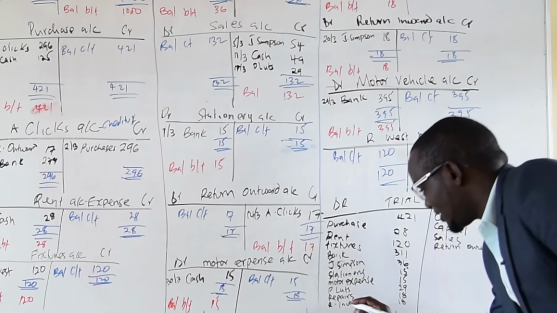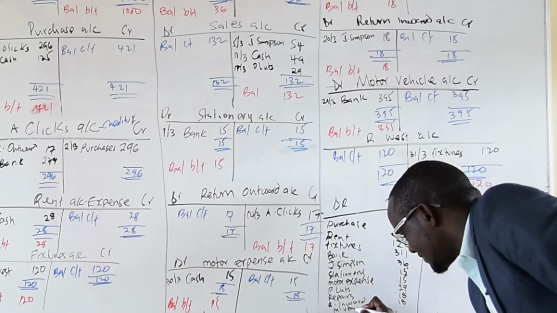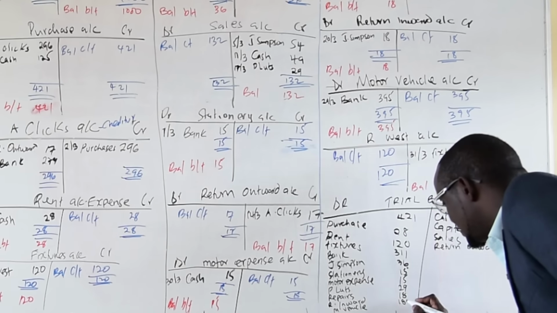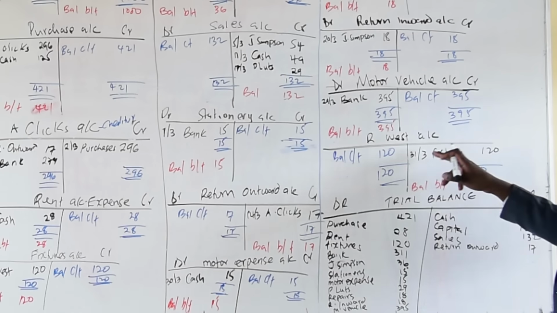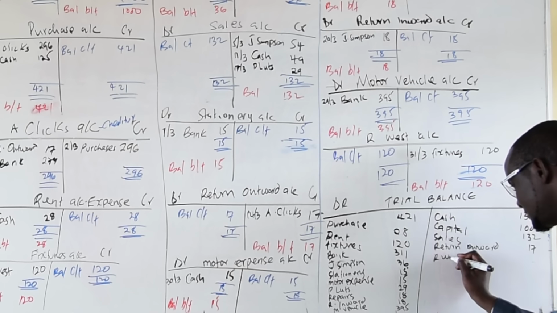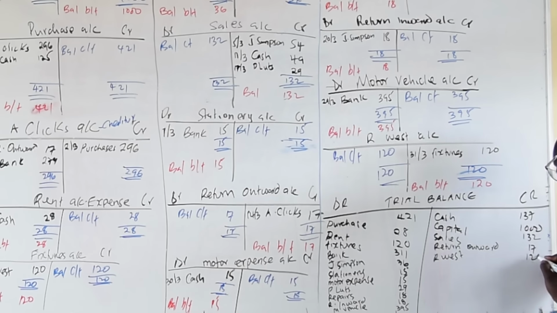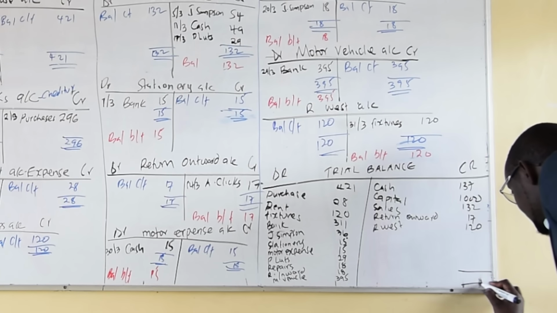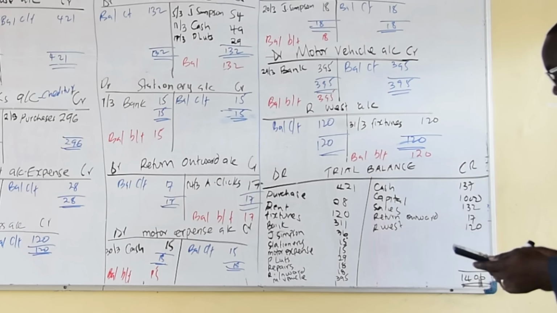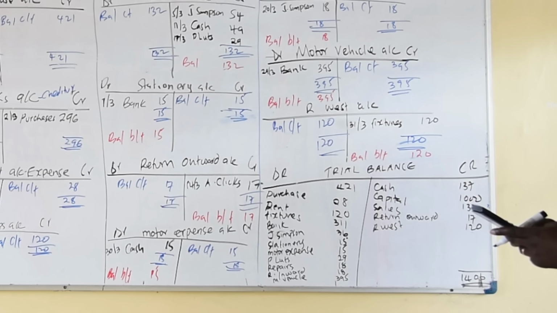We have motor vehicle, which is 395. Then last and not the least, we have R West, which is 120. So what remains is for us to do the total. So we have 137 plus 1000 plus 132 plus 17 plus 120. So we are doing the total. We get the total of this.